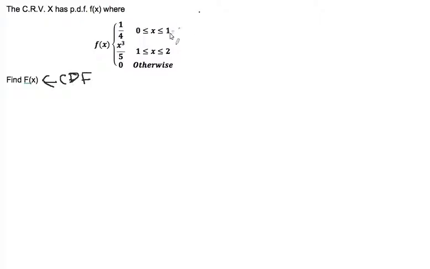Okay, so first of all, we're going to find a function for the range for x between 0 and 1. So what we're going to do is integrate between the lower bound, 0, and t, which is a dummy variable, to form our equation. We're just going to be integrating a quarter, so it's a nice straightforward function to integrate here.